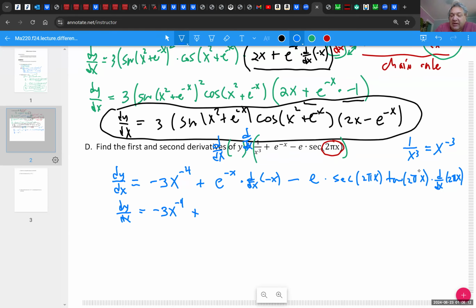I have to differentiate negative x. The derivative of negative x is -1. So why don't I just change this to a minus instead of a plus, just to make it easier and not have to write so many steps to simplify. And then I have minus e sine 2 pi x, tangent 2 pi x. Don't do much, but I do need to differentiate at the end by 2 pi x.